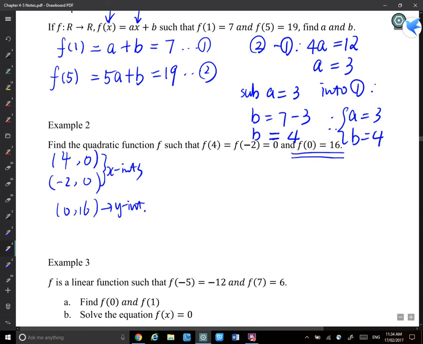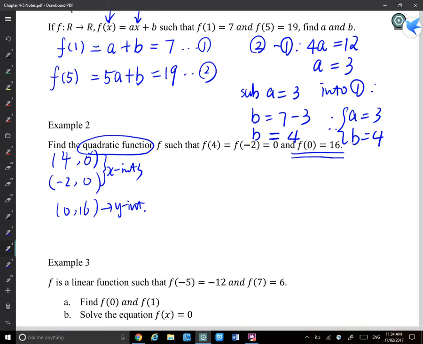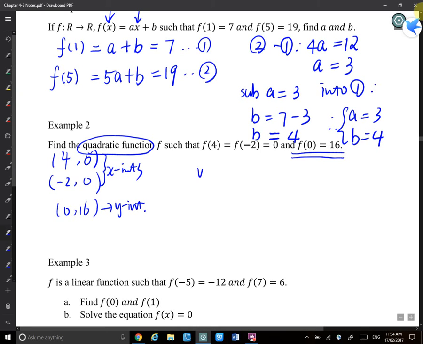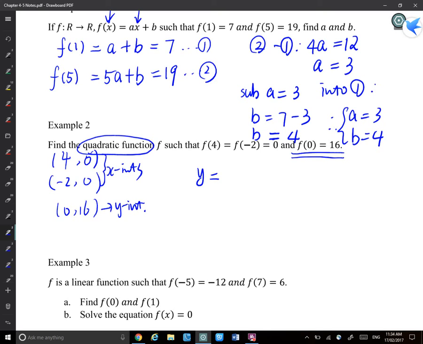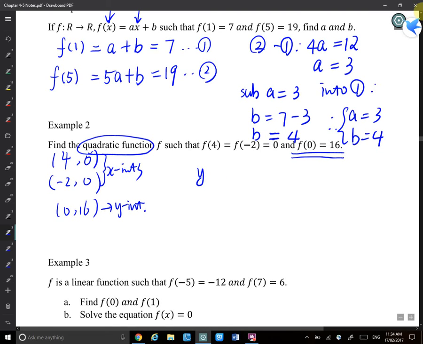You want to find the equation for the quadratic. What will you start with? You have two x-intercepts. What formula do you use? You have general form, turning point form, and x-intercept form. X-intercept form, okay. Everyone knows now. See, multiple choice questions are not that hard. You have 3 options, you can choose the correct one. So y will be a, because there's a dilation, always remember this a.